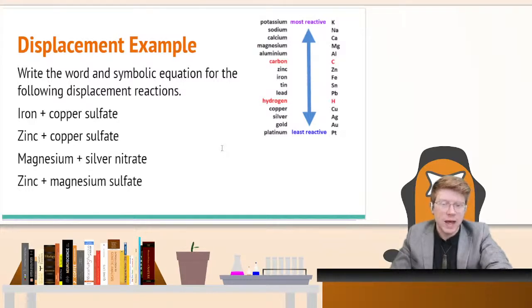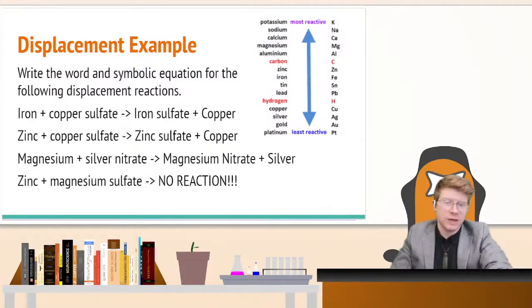Our last one here is we add zinc to some magnesium sulfate. Magnesium, we just discussed, right up the top. Zinc, a little bit lower. What that means is the zinc is less reactive than the magnesium, so the zinc will not displace the magnesium and no reaction will occur.